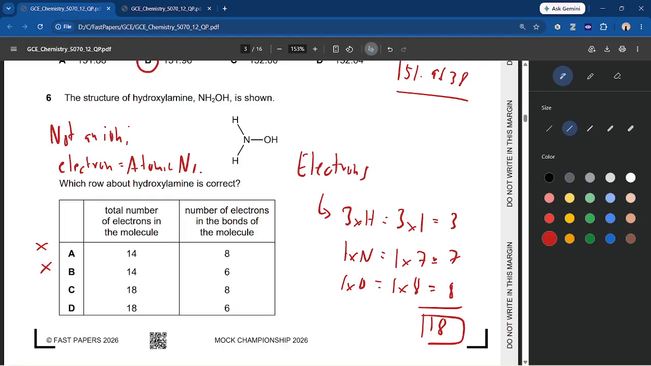And now we're looking at how many electrons are in the bonds of the molecule. So if we do a dot and cross diagram over here, let's give X for nitrogen. Let's do circles for hydrogen. And let's do green for oxygen. Because remember, they say in the bonds of the molecule, so you're only going to count the number of electrons in the bonds. So that's 1, 2, 3, 4, 5, 6, 7, 8. So this is equal to 8. And so your answer will be C.